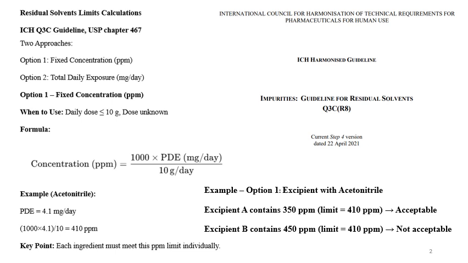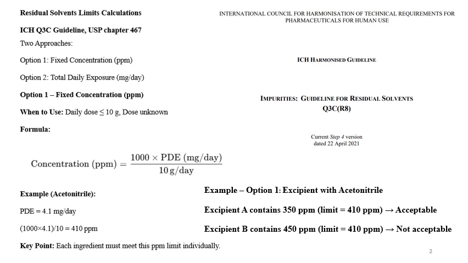Now 1000 is the factor. PDE is in mg per day, it is the unit of PDE, that is permitted daily exposure, and dose is given in gram per day. Now take the example of acetone or ethanol. The limit is 5000 ppm considering the option 1 limit.